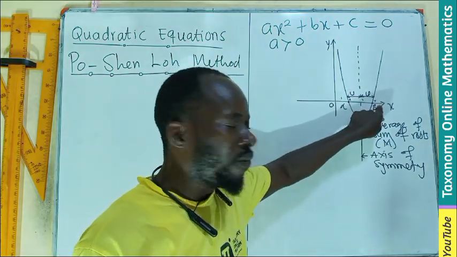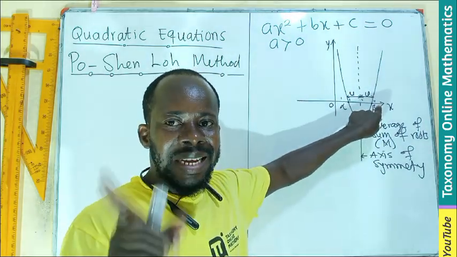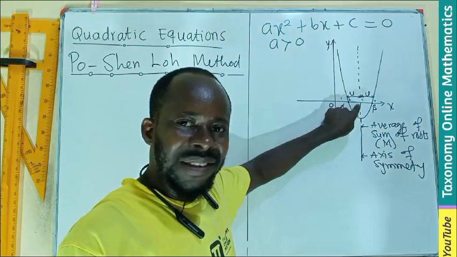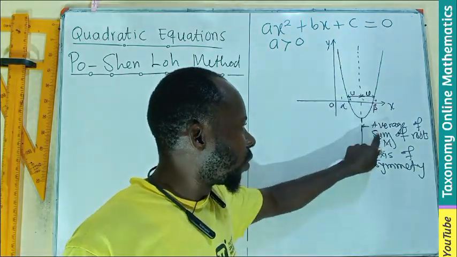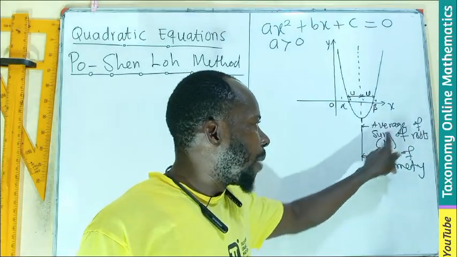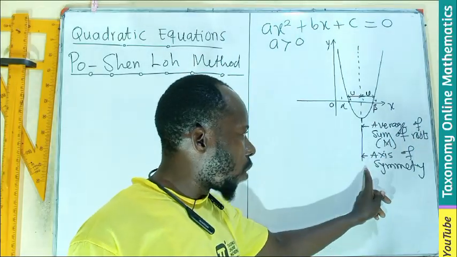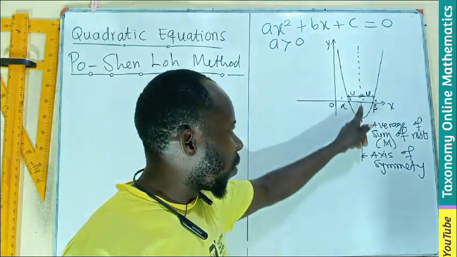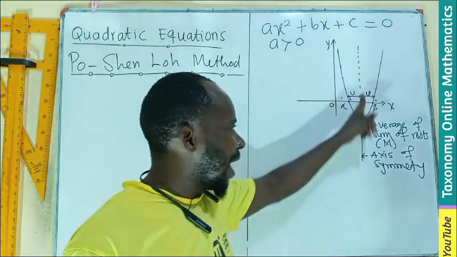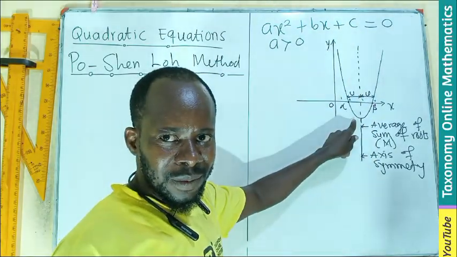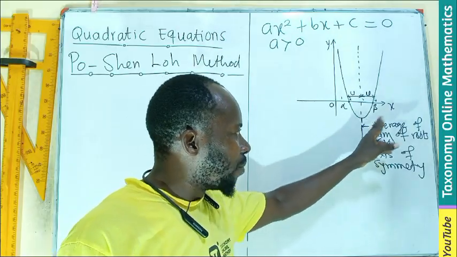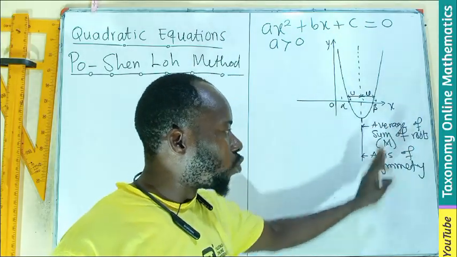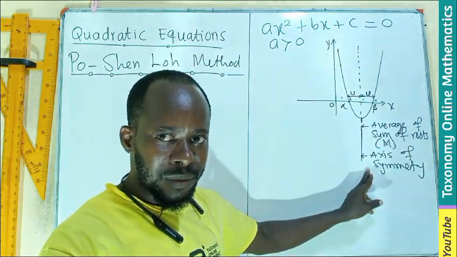2 plus 4 gives me 6, divided by 2 gives me 3. So you can see the average of the sum of roots is equal to the line of symmetry, the value on the x-axis where the line is passing through the turning point. I guess you are getting the two points I am trying to lay: the average of the sum of roots and the line of symmetry.